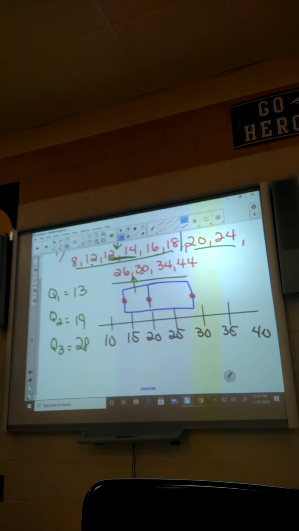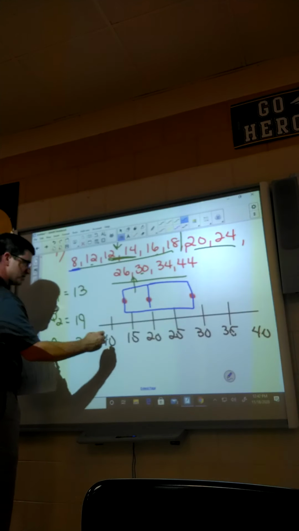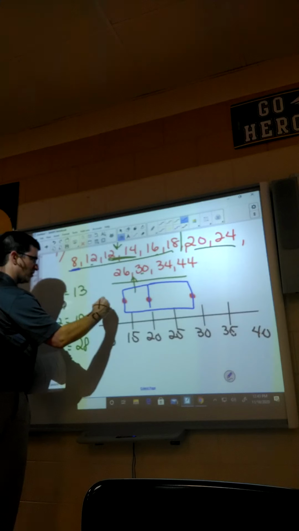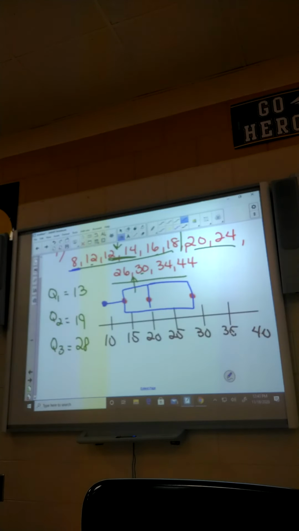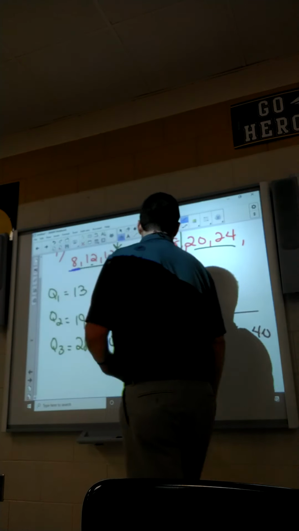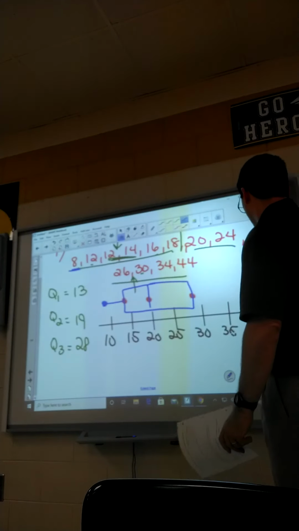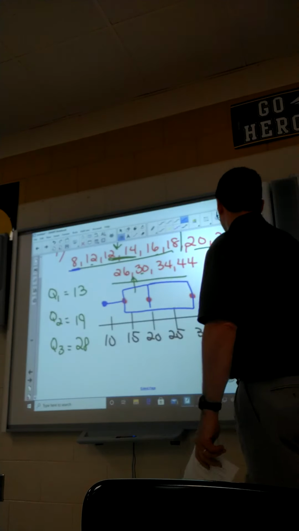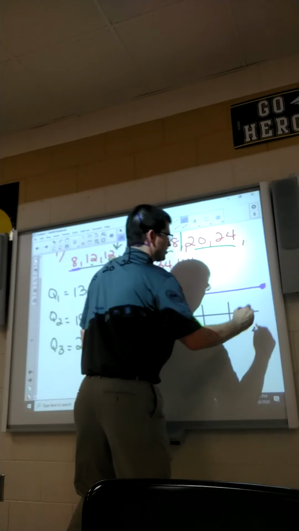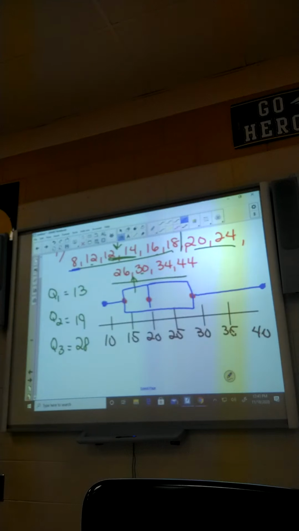All right, does anybody remember, how do we find the whisker on the left side? You go to 8. The lowest number is 8. Right here, that's your whisker on the left. How do we find the whisker on the right? Highest number, it's 44. Guys, I don't even have enough room for 44. It's like way down here. I ran out of room, so I'm just going to make do, but it's way down there. All right, so that is our box and whisker plot.